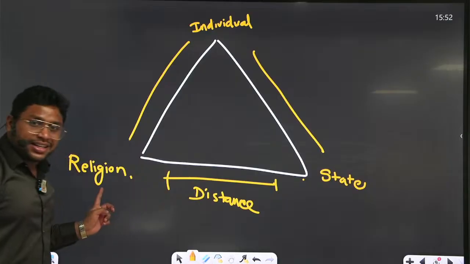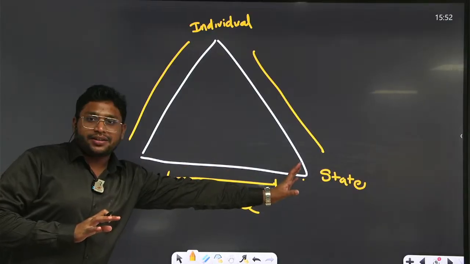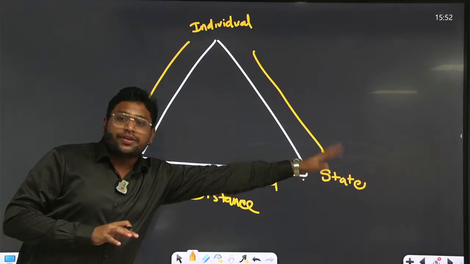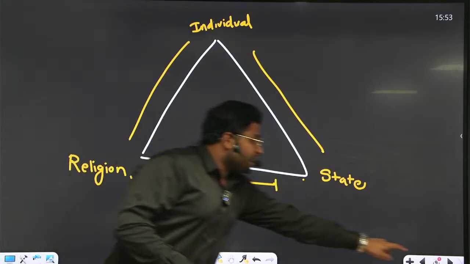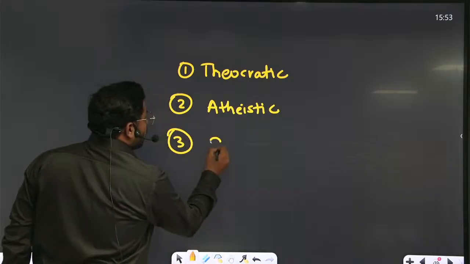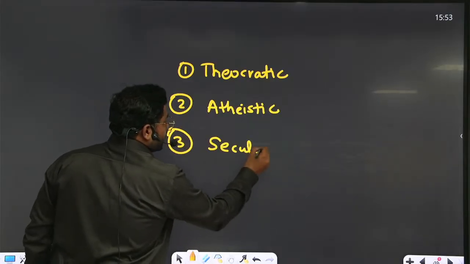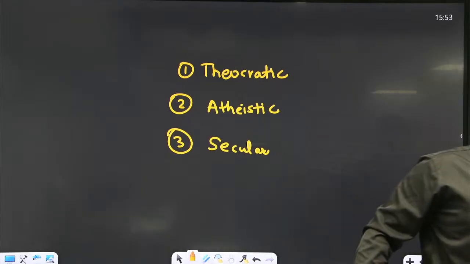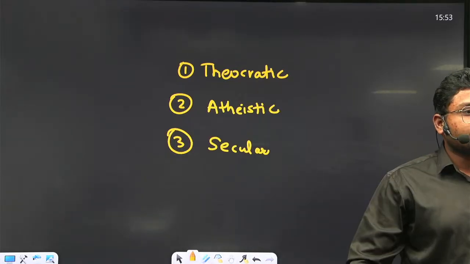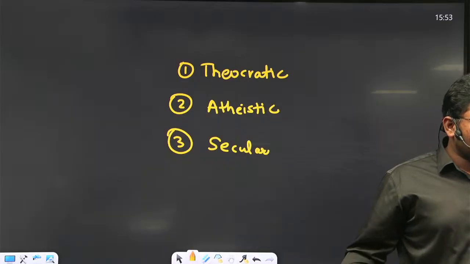It does not hate religion, just you stay separate. In my area I'll do whatever I want to, in your area you do whatever you want to. When they want to maintain this separation, that is called a secular state. Is it clear? Does that mean in a secular state people will not be religious? People can be religious, now.